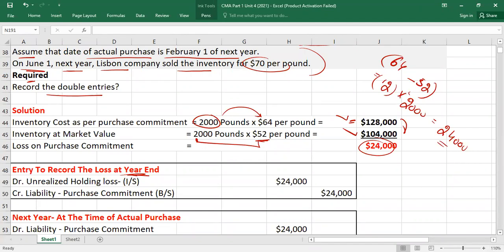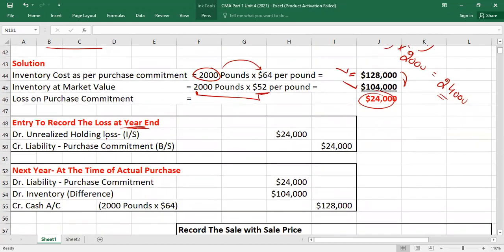So here we go. We will debit the loss, which you will write in the income statement, by 24,000, and we will credit what? Liability, purchase commitment, or contract liability, you can use either name, 24,000. So this liability will be settled.